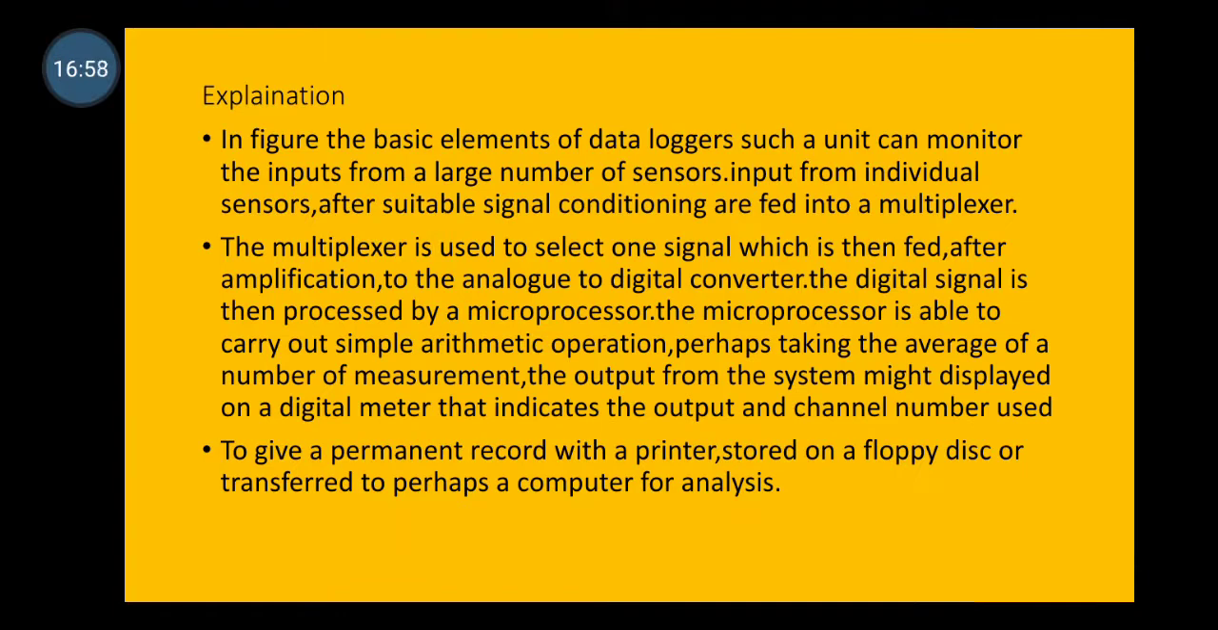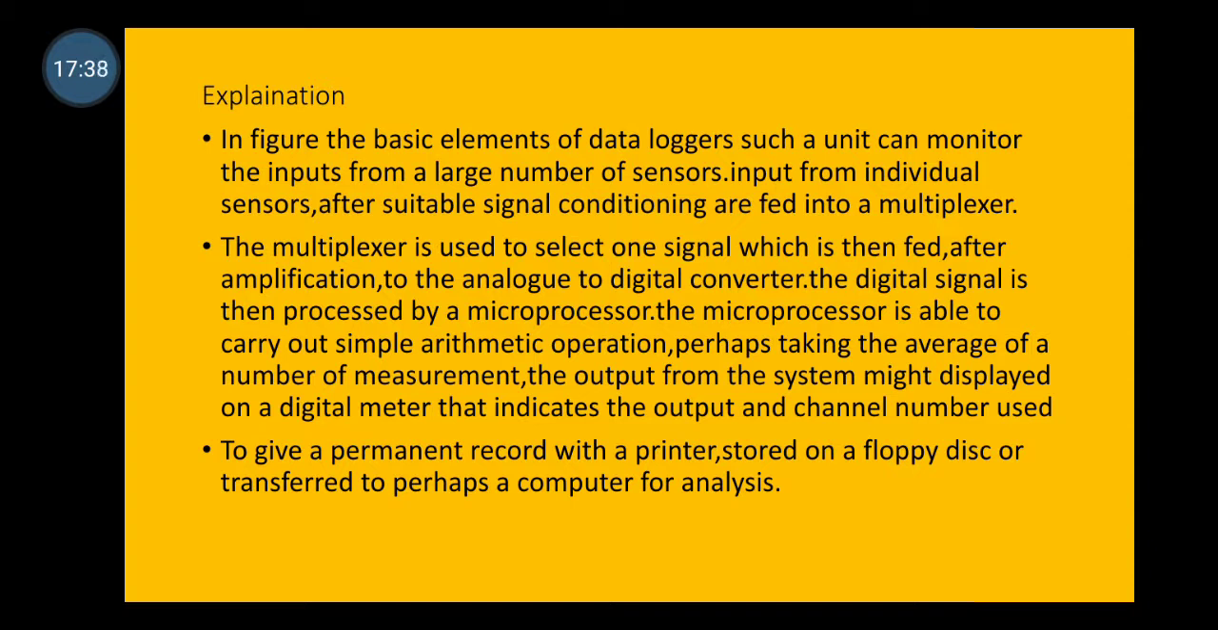The figure shows the basic elements of a data logger. Such a unit can monitor the inputs from a large number of sensors. Input from individual sensors, after suitable signal conditioning, is fed into a multiplexer. The multiplexer is used to select one signal, which is then fed after amplification to the analog to digital converter. The digital signal is then processed by a microprocessor. The microprocessor is able to carry out simple arithmetic operations, perhaps taking the average of a number of measurements.